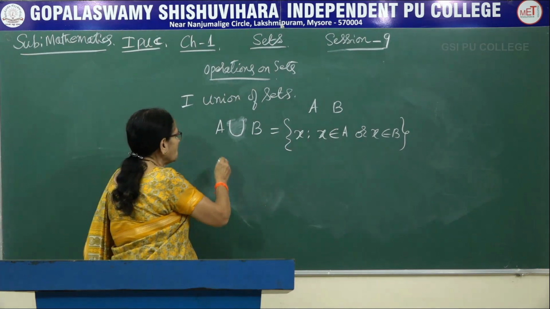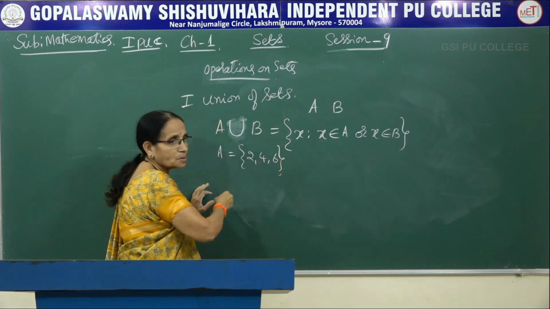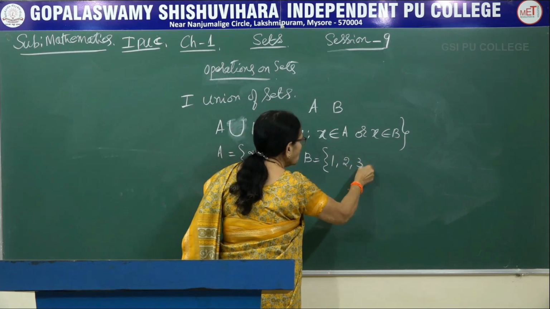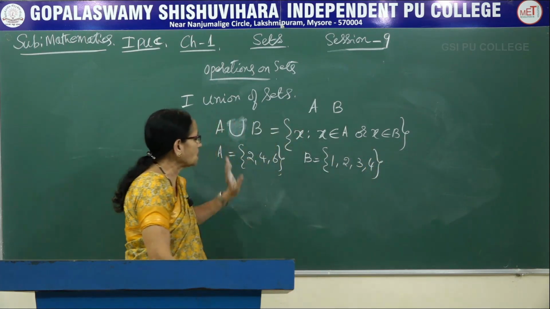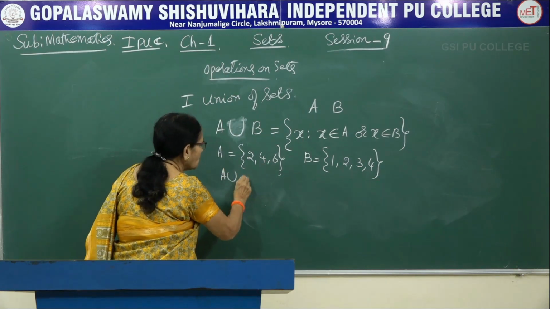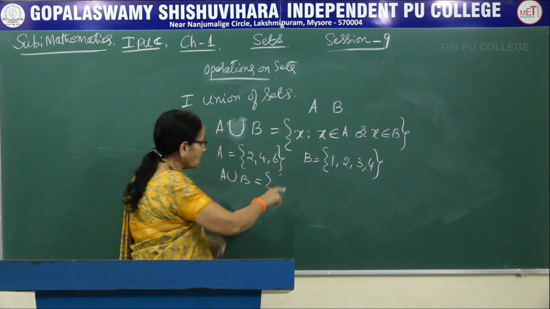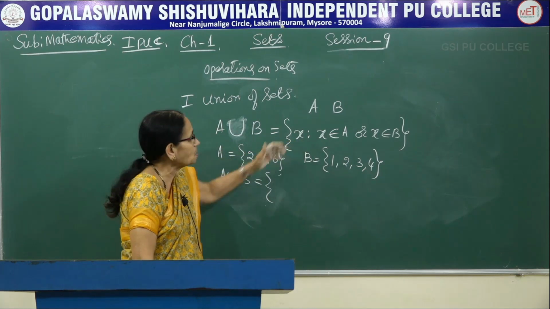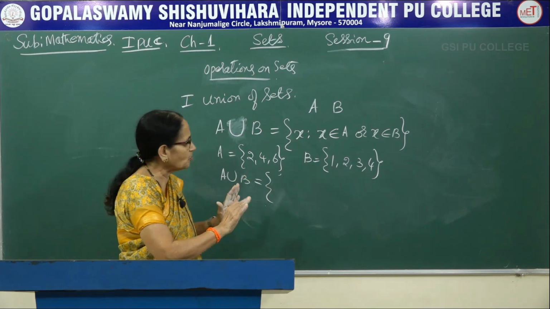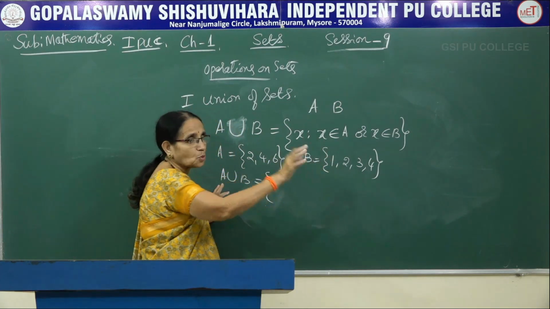Let me take an example. Take the set A containing 2, 4, 6. Take another set B containing 1, 2, 3, 4. This is containing 3 elements, that is containing 4 elements. Now, A union B. For 1 mark, they can ask you to find the union. A union B is a set. I am writing in the roster form what I have written in the set builder form. You have to write all the elements here. Of course, I want to present it in a neat way. Start with the smaller element, or you can write 2, 4, 6, 1, 2, 3, 4 together.